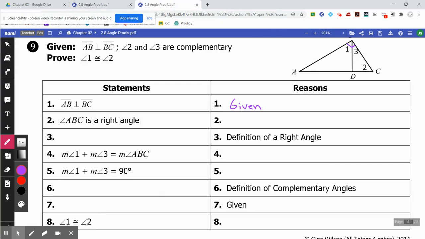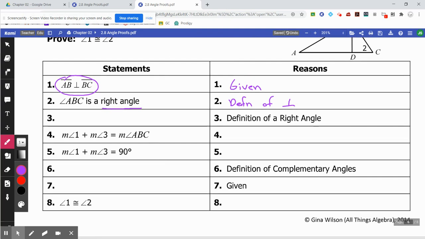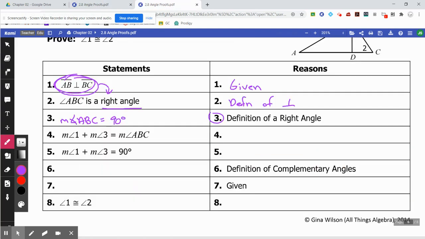The definition of perpendicular says perpendicular lines form right angles. So going back to this, if we have perpendicular lines, that means we have a right angle, and that is the definition of perpendicular. And since it is a right angle, now this seems like extra steps here, but we have to go through it. Perpendicular implies right angle. A right angle says the measure of that angle is equal to 90 degrees. If you go back and look at the definition of a right angle, which is right here, a right angle equals 90 degrees.